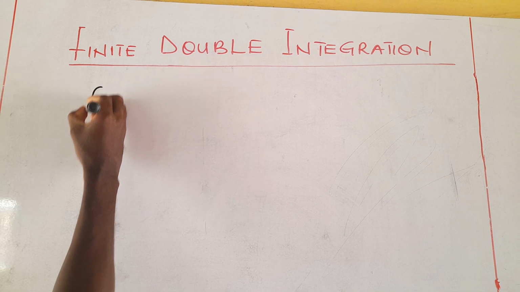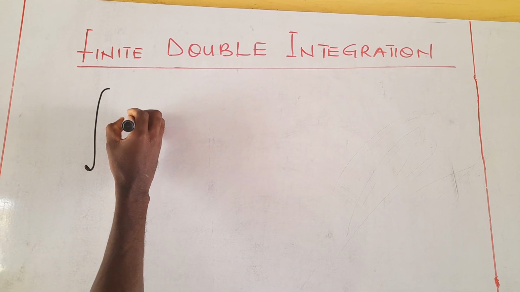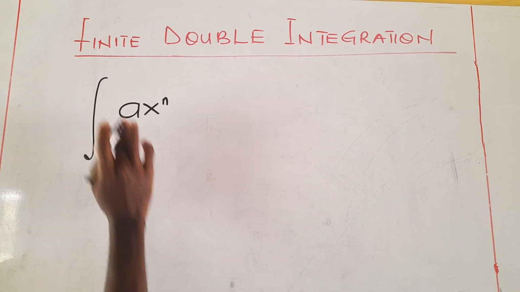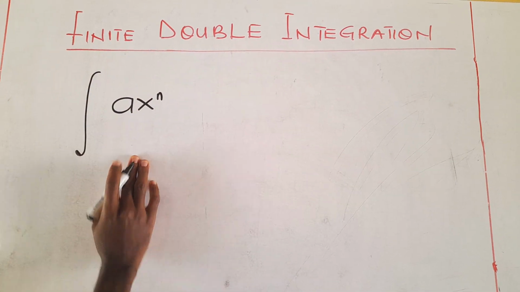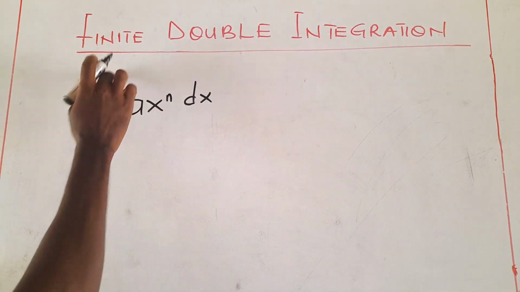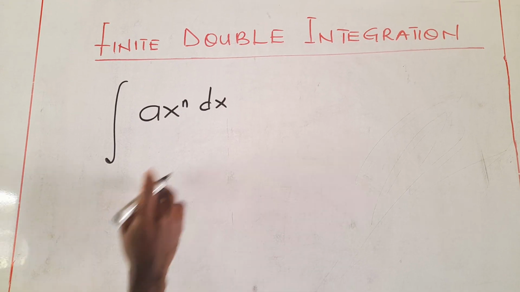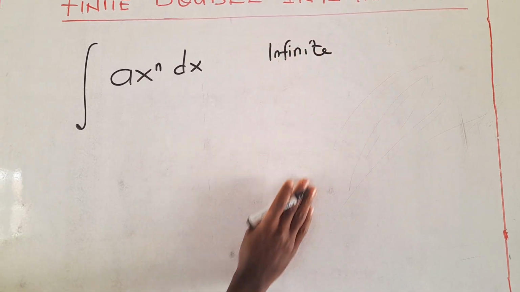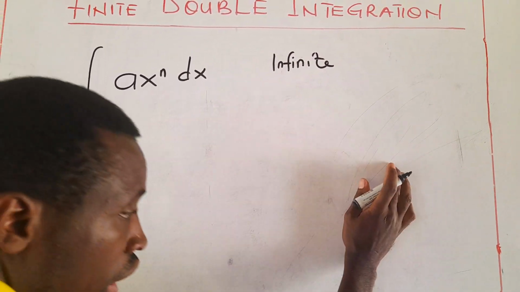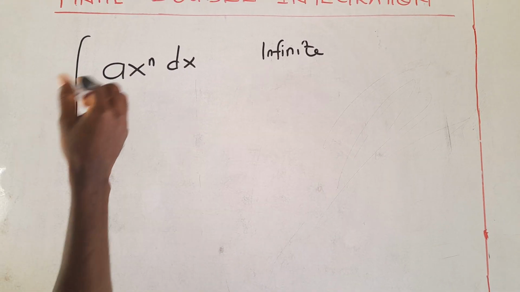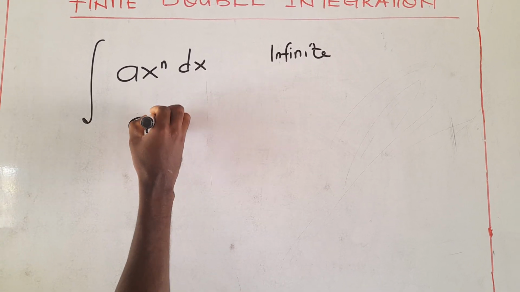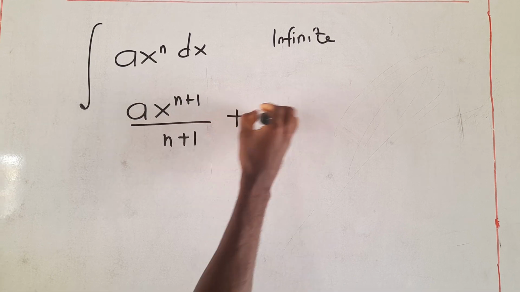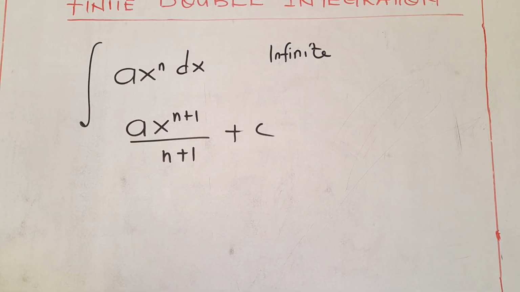So, we said that if we have an integration in this form, and we are asked to perform the integration of a function, let's say x exponent n, with respect to x, and there is no limit here, we said this integration is infinite. I hope you get that. And when we integrate, we add the constant of integration. So remember this, the integration of this will just be we add 1 to the exponent and divide the function by that. So when we do that, we have to add the constant of integration.